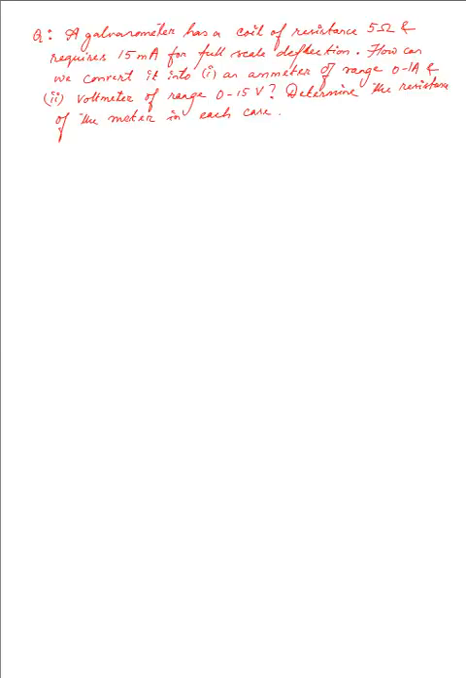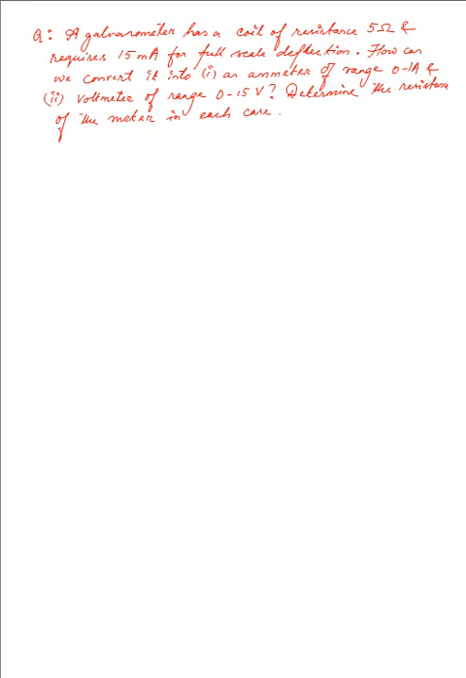Now, having discussed the whole case of the galvanometer conversion, we can try a few numericals right here, so that we are clear with the way those things are working. So let's consider the first one over here. It says that a galvanometer has a coil of resistance 5 ohms and requires 15 milliampere for full scale deflection. So we have the G and the Ig over here.